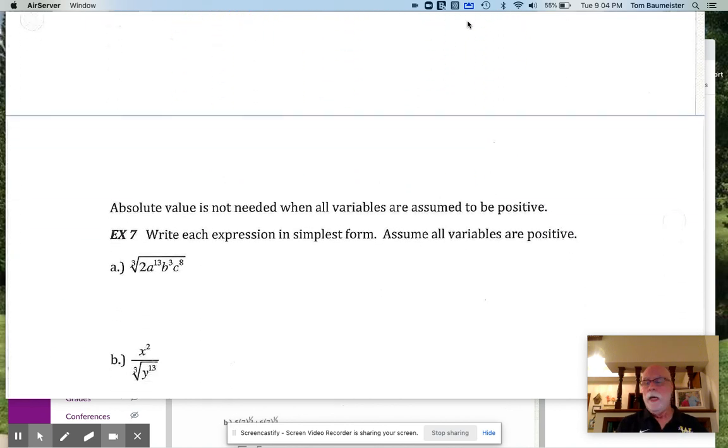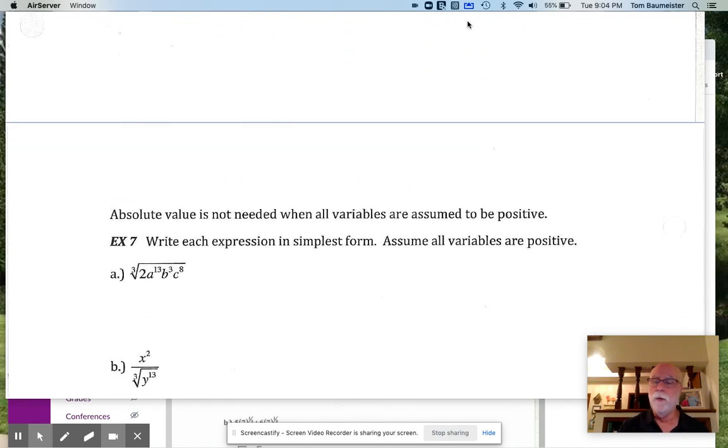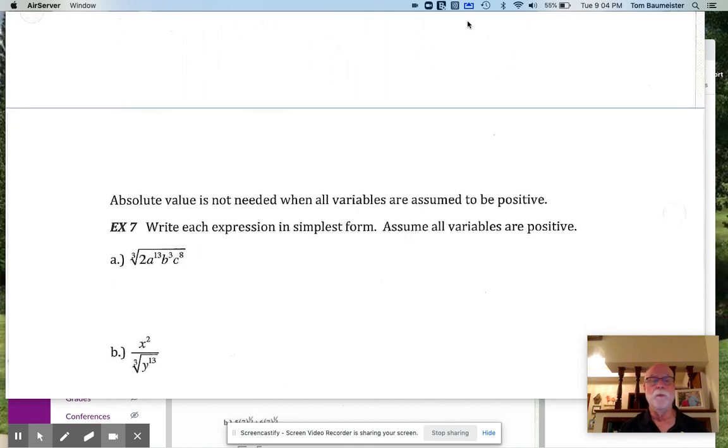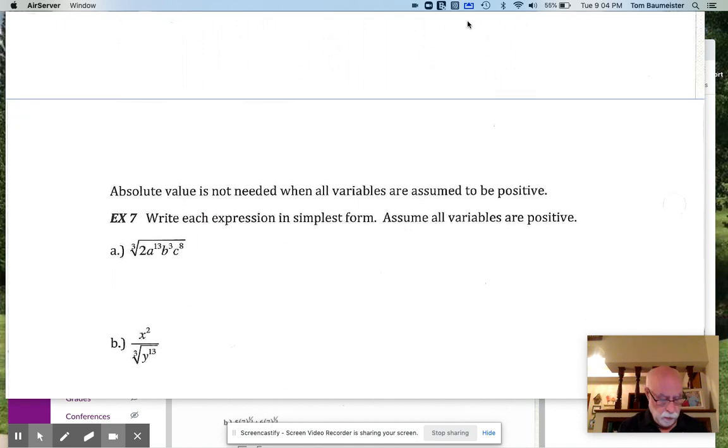Okay? Now, you only have to do that when they don't tell you that it's going to be a positive. So absolute value is not needed when variables are assumed to be positive. So example 7, write each expression in simplest form. Assume all variables are positive. Once they told us this right here, we know we're good to go. We don't have to worry about absolute value. Okay?